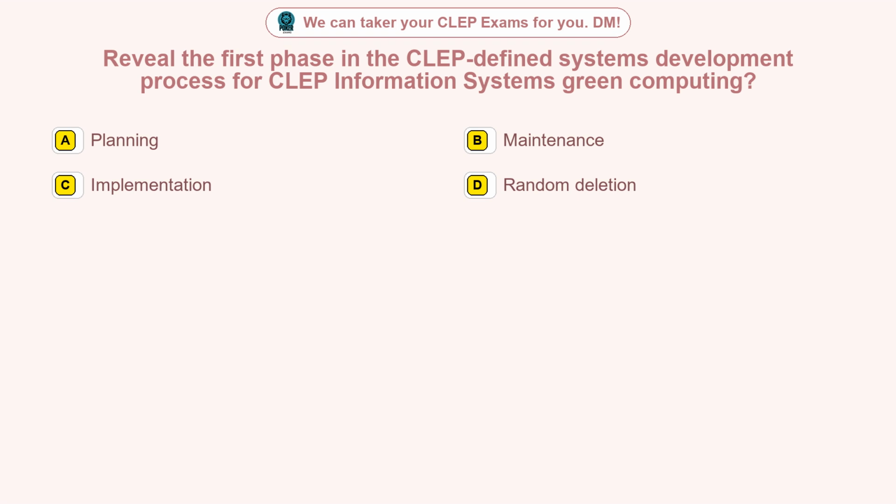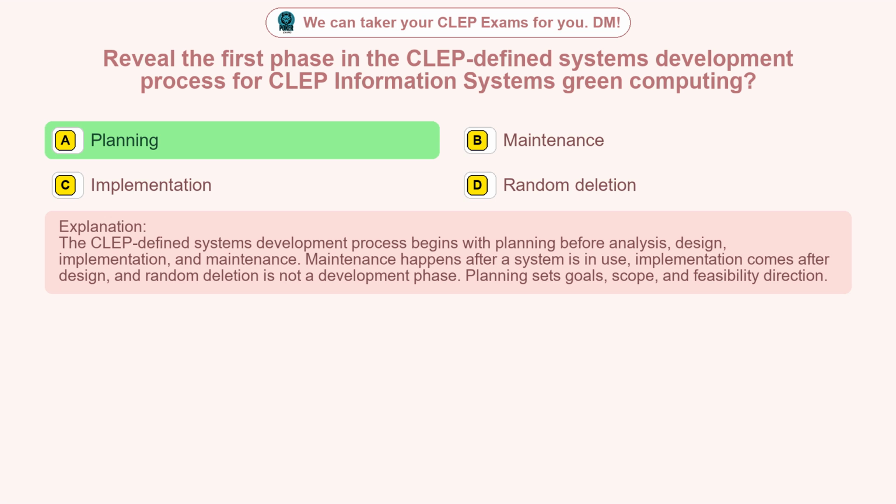Option A. Planning. Option B. Maintenance. Option C. Implementation. Option D. Random deletion. The correct answer is option A. Planning. The CLEP-defined systems development process begins with planning before analysis, design, implementation, and maintenance.